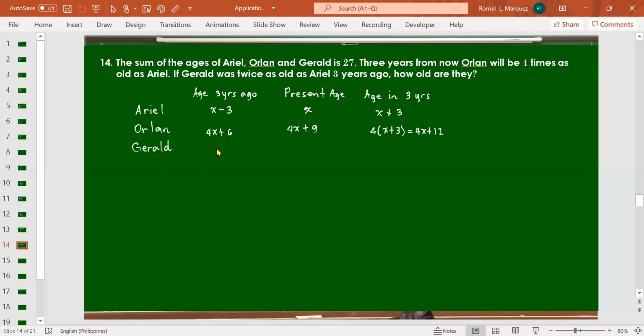Gerald was twice as old as Ariel. What is the age of Ariel? X minus 3. X minus 3 po. 2 times that. So this is equal to what? 2x minus 6. So 2x minus 6 plus 3, minus 3. And then the age in 3 years of Gerald is 2x. Am I right, guys?